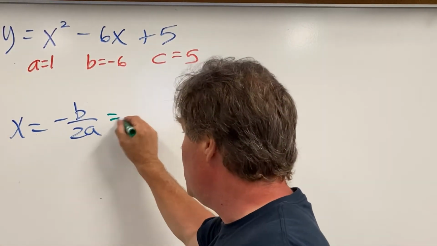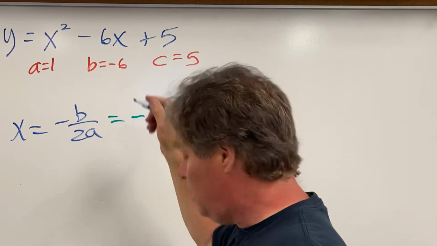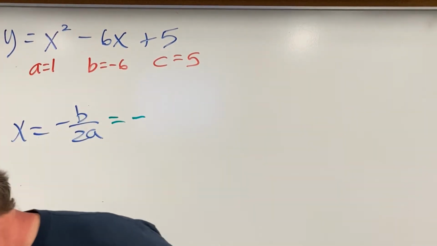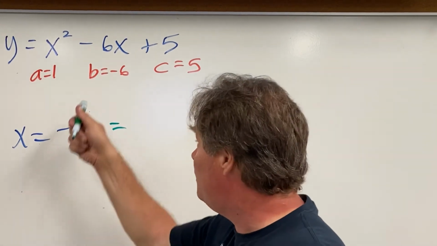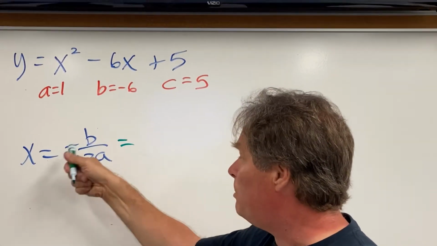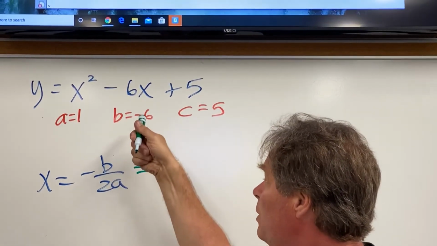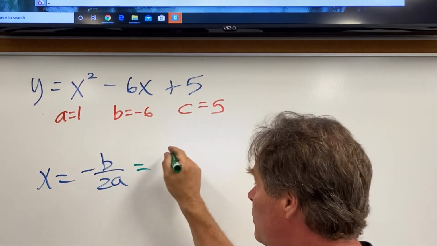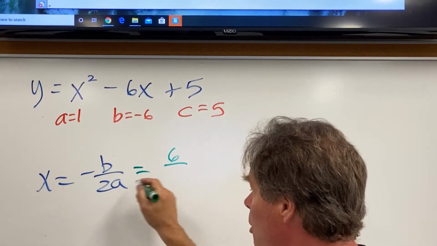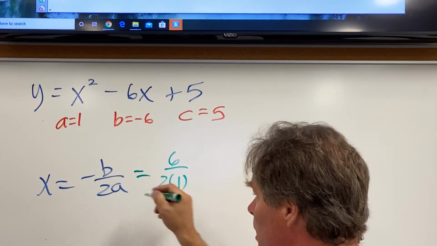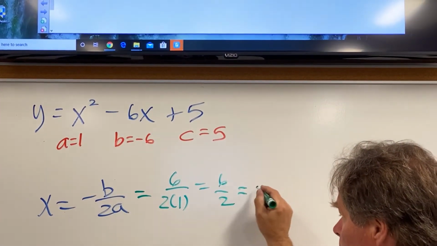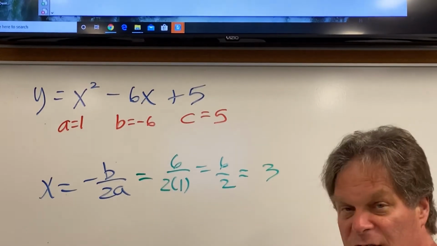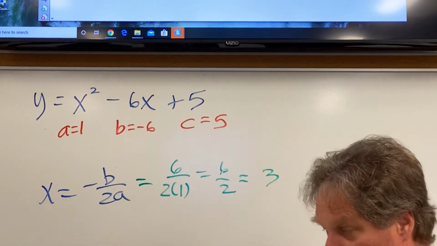Okay, so here we go. It's going to be negative b. Well, wait a minute. What is negative, or the opposite, let's say the opposite of b, over 2a. What's the opposite of negative 6? It's going to be 6, right? Over 2a, 2 times 1. Just put a 1 in for that. That's going to be 6 over 2, which is 3. The x-coordinate of the vertex is 3.